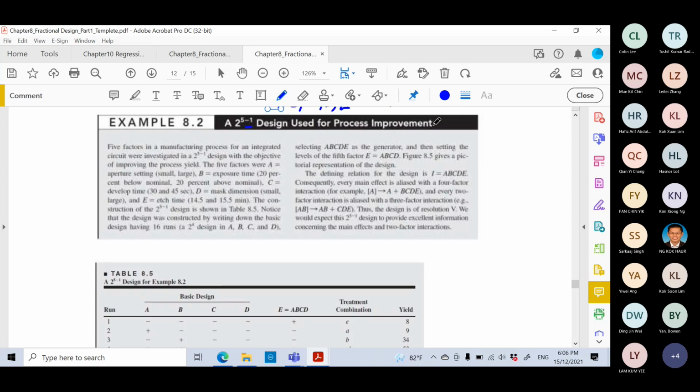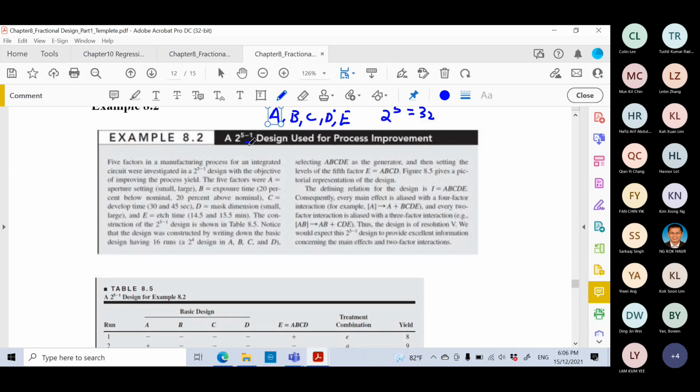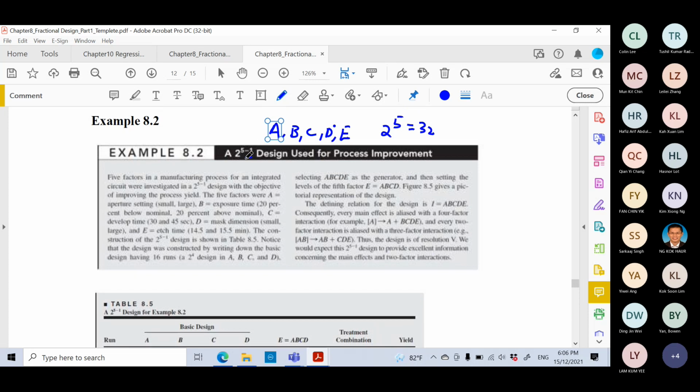In this example, the first thing in the fractional factorial design is that you need to know what factorial design they consider. In this case, it's the 1/2 fractional factorial design. The second thing we need to consider is what generator you use. After that, you also need to know what your resolution is.